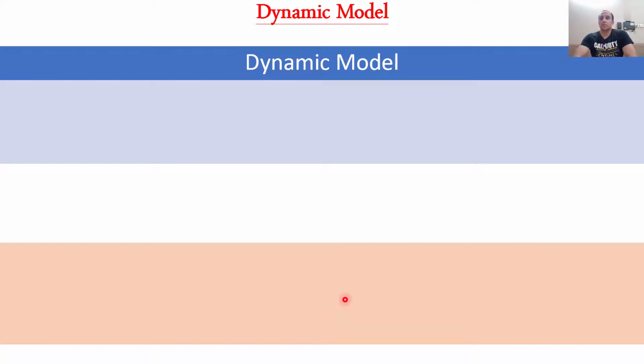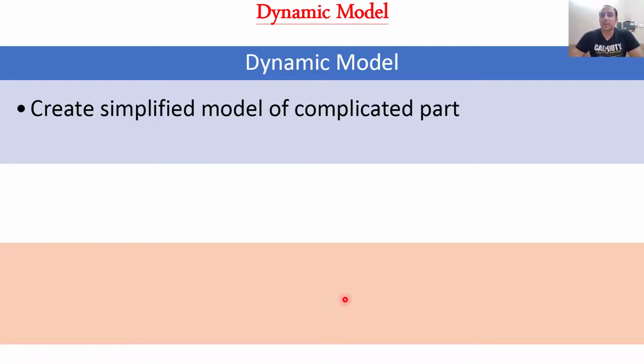Now we will discuss what a dynamic model is. While developing the dynamic model, we basically create a very simplified model of a complicated part, or a complicated system which consists of various parts. If we have a part which is very complex in shape, and not exactly the shapes which we study in math, we need to simplify the shape of that part so that we can make a dynamic model.